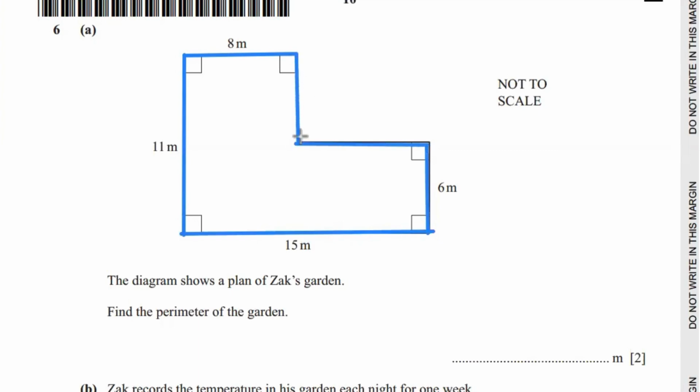Something I've noticed recently is that some students are still confused between perimeter and area. Perimeter is the sum of all the lengths, the boundary of the shape. And area is the space that the shape covers. So everything inside the shape, that's the area. But the boundary of the shape, that's the perimeter.